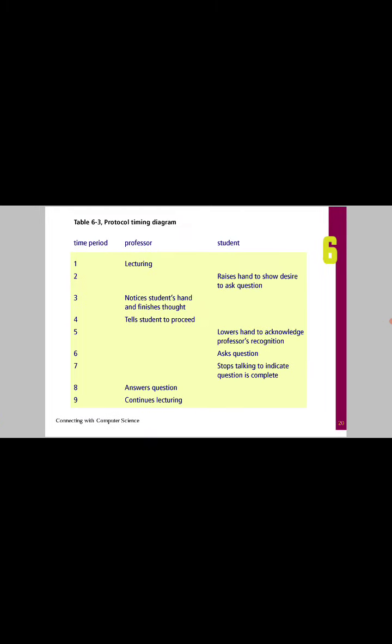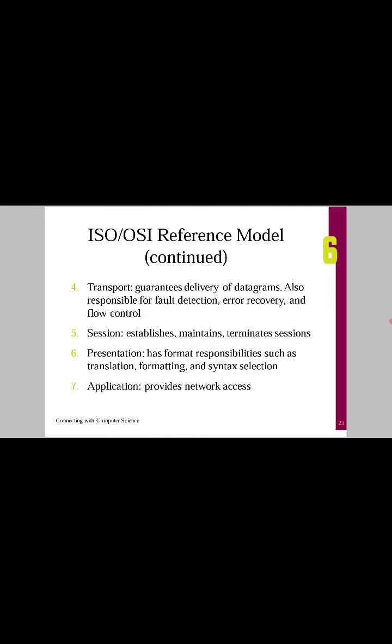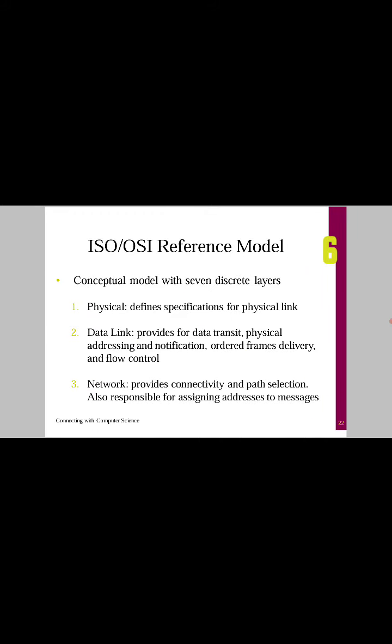So, protocol timing diagram. Next is the ISO or OSI reference model. OSI means Open Systems Interconnection reference model, a conceptual model with 7 discrete layers. First is the physical layer, then the data link layer, network layer, transport layer, session layer, presentation layer and application layer. So in the OSI reference model, there are 7 layers.